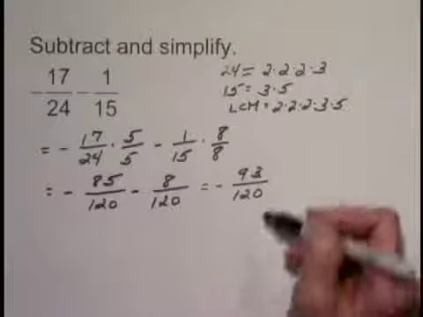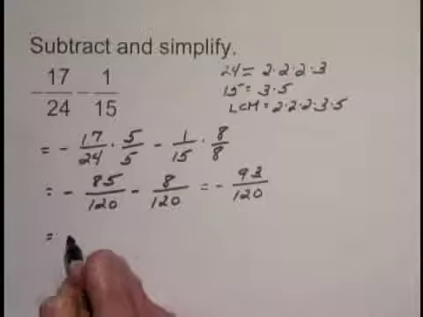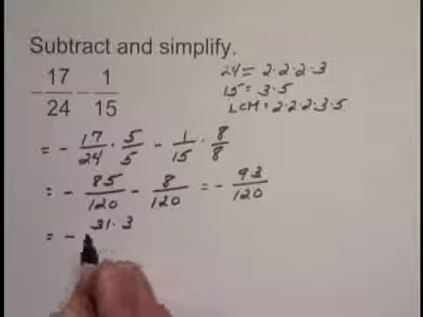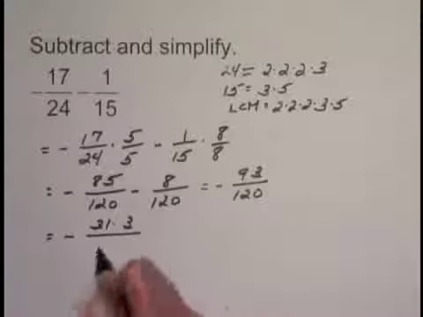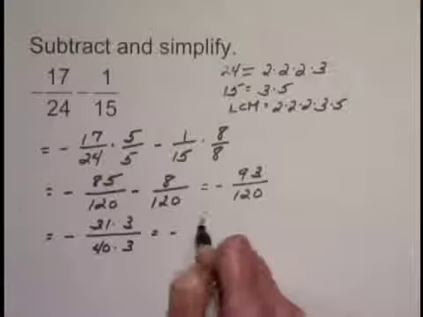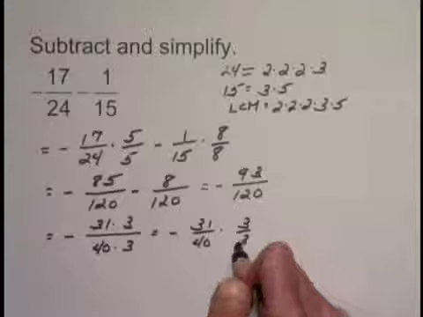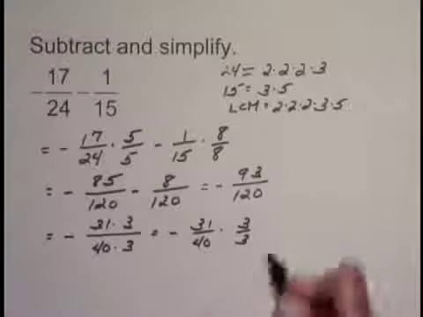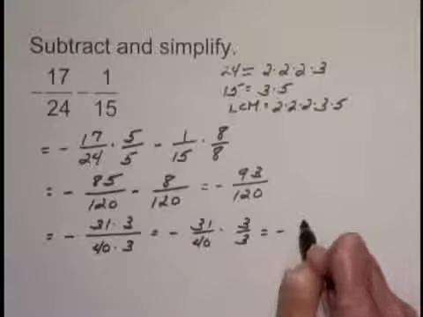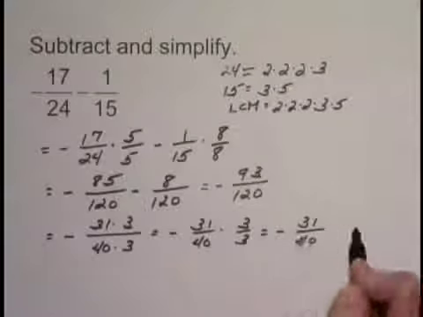And I see that 93 and 120 each have a factor of 3. So I'm going to write this as negative 31 times 3. 93 is 31 times 3, and 120 is 40 times 3. So I can write this as negative 31 over 40 times 3 over 3. And 3 over 3 is equivalent to 1. So I have negative 31 over 40 times 1, or just negative 31 over 40 for the difference that we were trying to find.